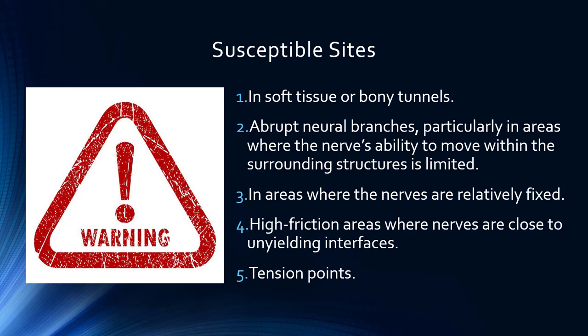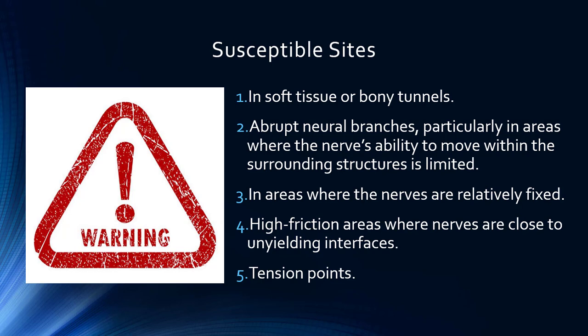For example, the common plantar digital nerve in the web space between the 3rd and 4th toes has limited movement. It's formed from an abrupt junction of the lateral and medial plantar nerves, and it is a common site for Morton's neuroma. Number 3, in areas where nerves are relatively fixed. The common peroneal nerve, as it traverses around the fibular head, is an example of a relatively fixed nerve with little mobility. Number 4, high friction areas where nerves are close to unyielding surfaces.